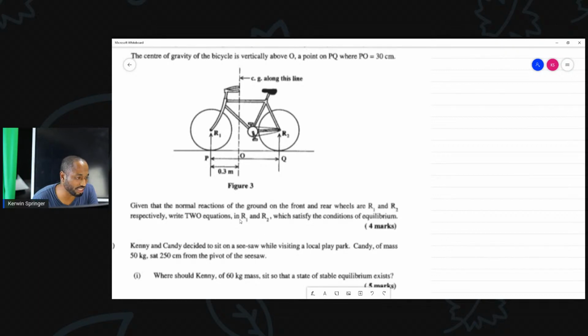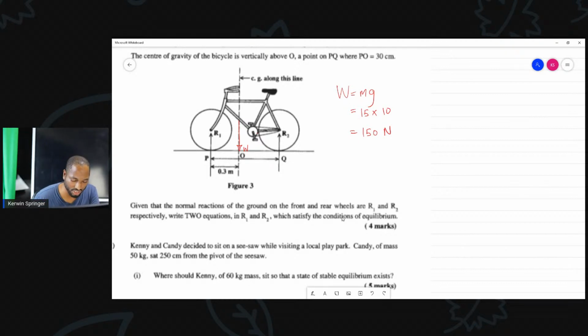They want you to put the equation in terms of R1 and R2. So somebody has R1 plus R2 is equal to W. You all agree with that? Here along this line is W, where W is equal to mg, and m is 15 kilograms times 10, the acceleration due to gravity, which is 150 newtons.